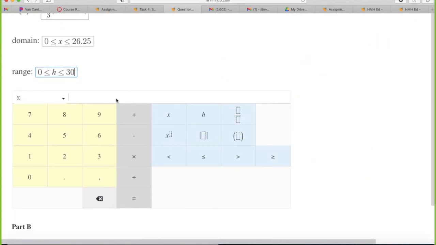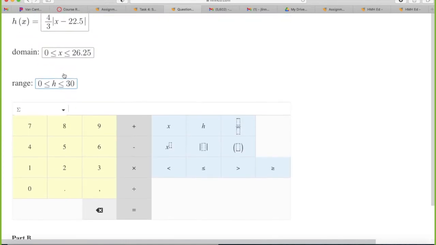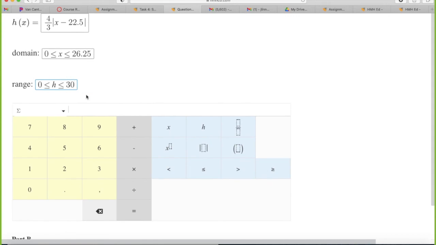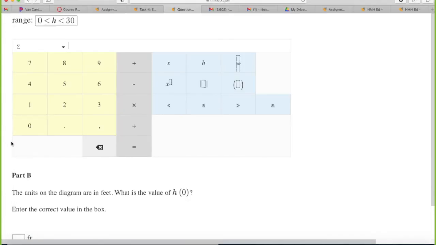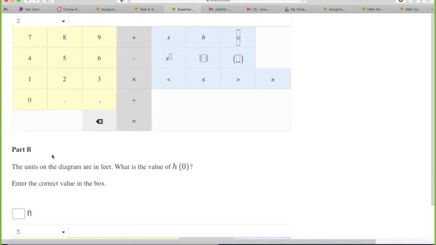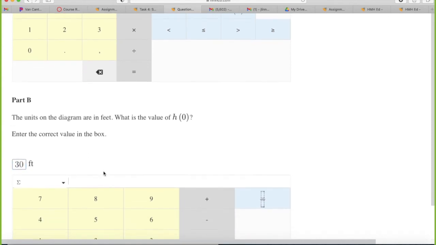Now I can get rid of my chicken scratch. Part B. The units on the diagram are in feet. What is the value of h of 0? Well, we just did that one. So that's what I shoved into my calculator right there. And so the value of h of 0 is the height of the building, which is 30 feet.